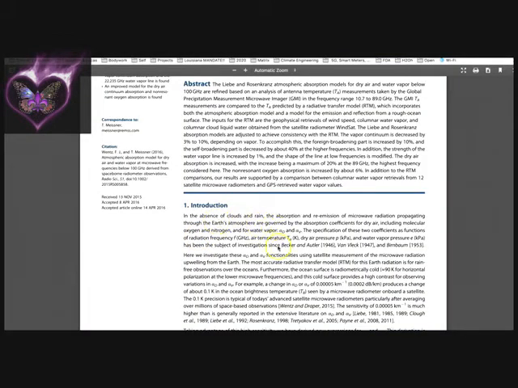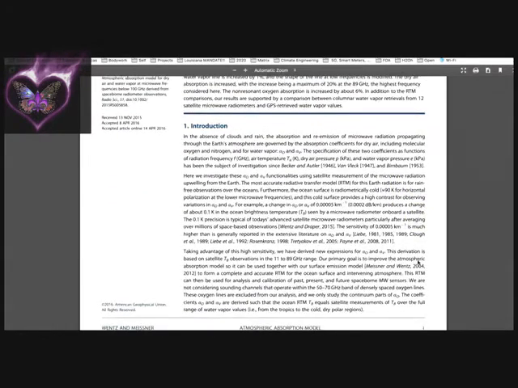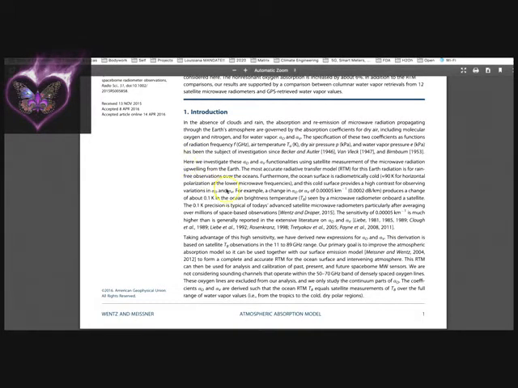In the absence of clouds and rain, the absorption and re-emission of microwave radiation propagating through the Earth's atmosphere are governed by the absorption coefficients for dry air, including molecular oxygen and nitrogen, and for water vapor. The specification of these two coefficients as functions of radiation frequency F in gigahertz, air temperature, dry air pressure, and water vapor pressure has been the subject of investigation since Becker and Autler in 1946, Van Vleck 1947, and Birnbaum 1953. Here we investigate these functionalities using satellite measurement of the microwave radiation upwelling from the Earth.